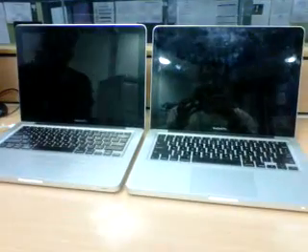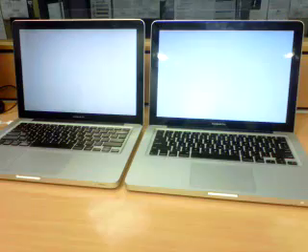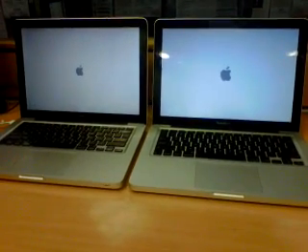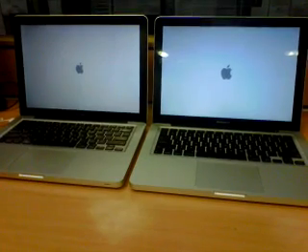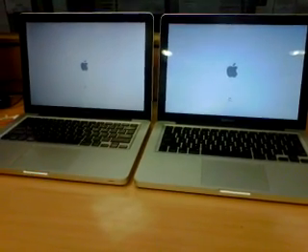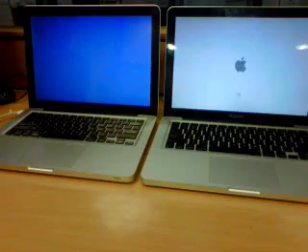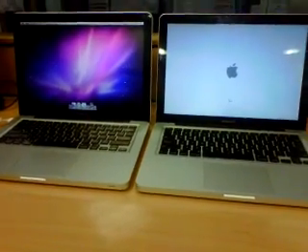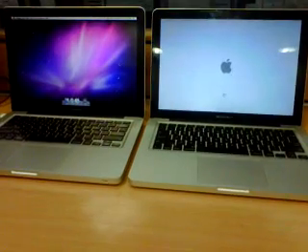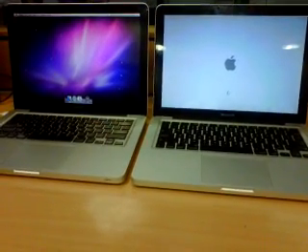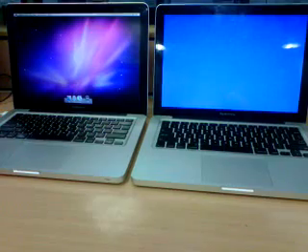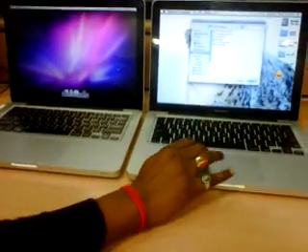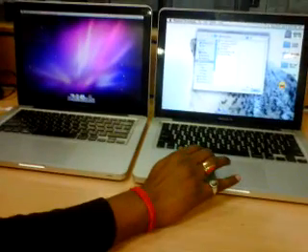All right. You see? The left one is with the SanDisk SSD drive. The results are there in front of you. The one at the right is still coming up. All right, it's up. So that's how fast SanDisk SSD drive is.